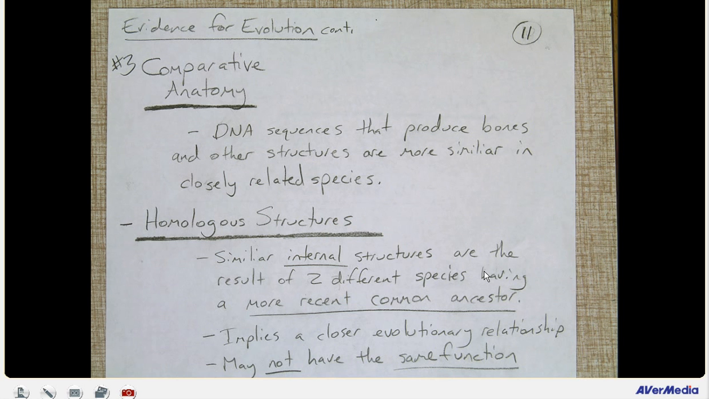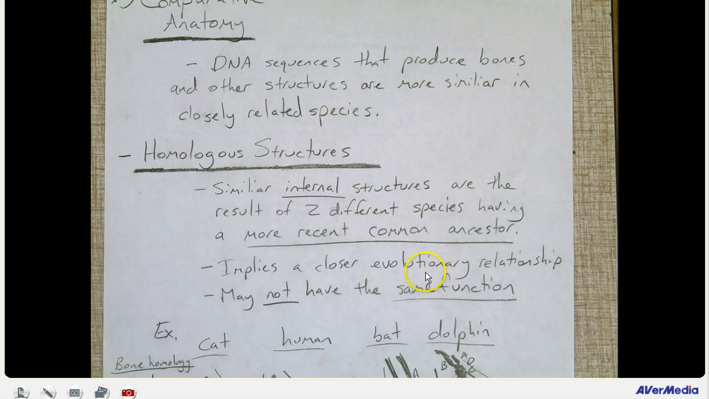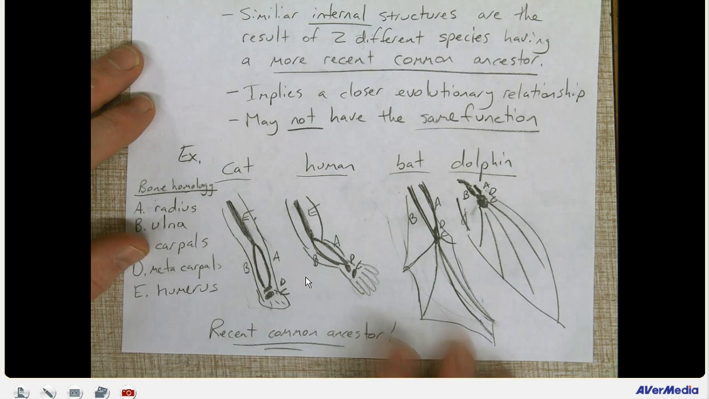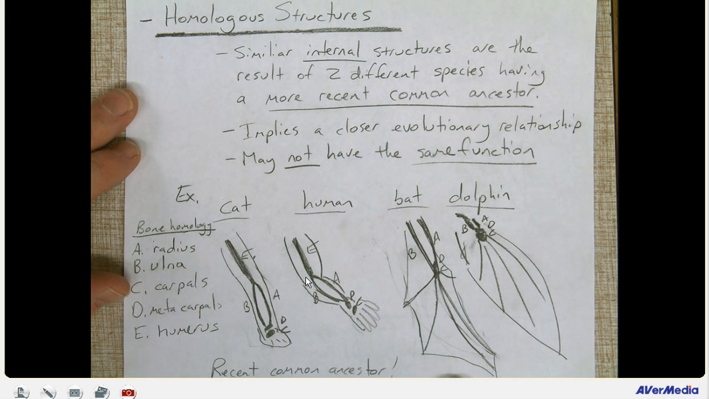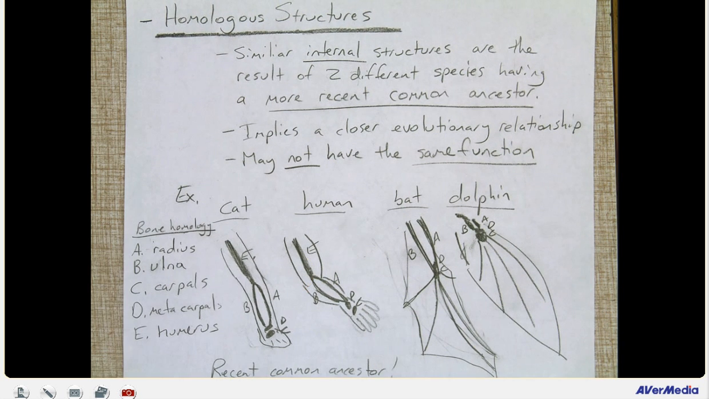And this is the third piece of evidence supporting evolution, comparative anatomy. DNA sequences that produce bones and other structures are more similar in closely related species. And let's go ahead and get the bottom part of our notes here done. We'll sketch out some homologous structures, and at this time, you can pause your podcast.